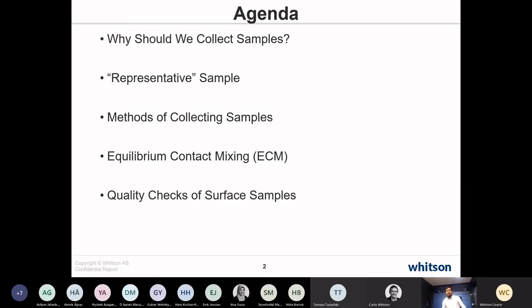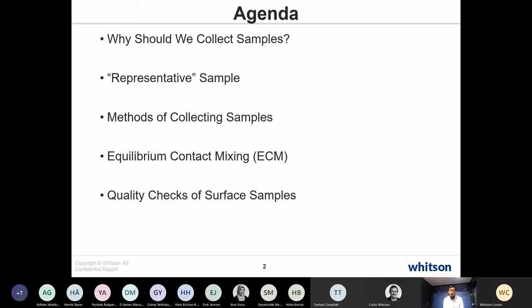Okay, so in this topic, the fluid sampling topic, we are going to discuss first why we collect samples. If you are going to collect samples from one of your fields, then that's the most important question you should be answering: why do you need samples from a particular well or from a particular reservoir?